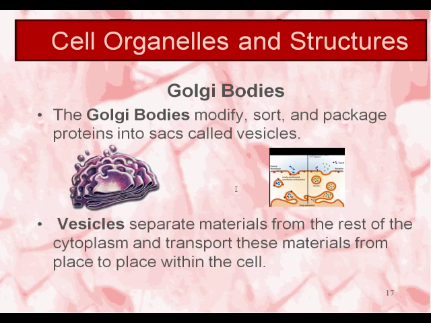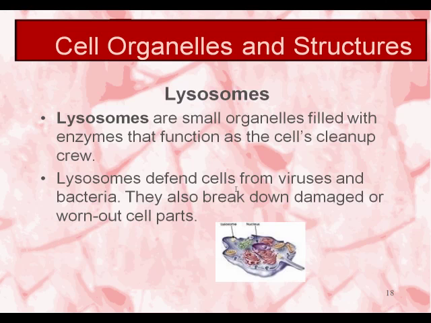The Golgi body, sometimes called the Golgi apparatus, modifies, sorts, and packages proteins into sacs called vesicles. The vesicles separate materials from the rest of the cytoplasm and transport these materials from place to place within the cell. Next, you have your lysosomes. Lysosomes are small organelles filled with enzymes that function as the cell's cleanup crew. They defend the cell from viruses and bacteria. They also break down damaged or worn out cell parts. Sometimes they're referred to as the garbage disposals of the cell.